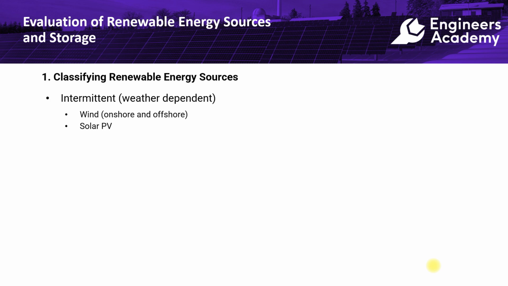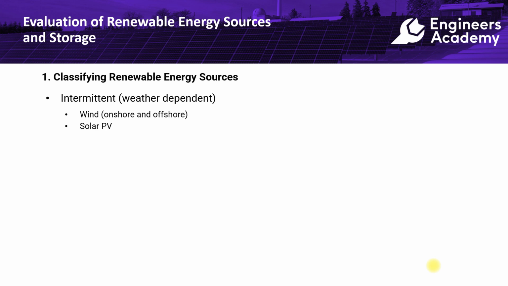So to begin with then, we've seen lots of different renewable energy technologies, but when we evaluate these technologies, it's important to understand how to classify each of those technologies. Now we have some technologies that are intermittent or weather dependent. The obvious example there is wind farms. We have both onshore and offshore wind farms, but we can't guarantee that the wind is always going to be blowing. Offshore wind is a lot more consistent than onshore wind, but it's still an intermittent energy source.